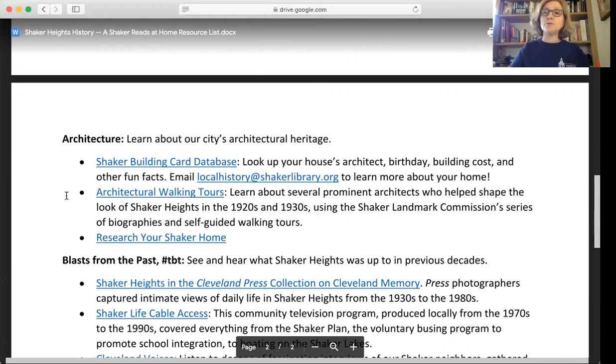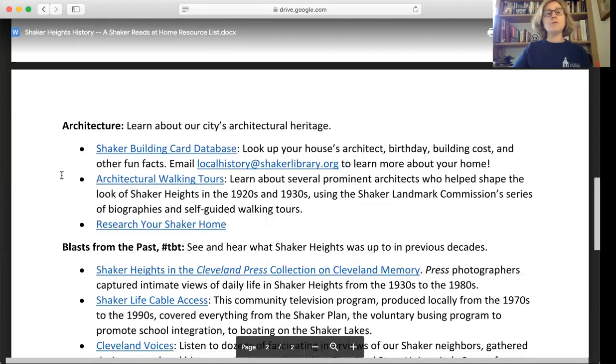I've also linked you to a collection of walking tours we've digitized and put online. You can download and print those out, and those will give you a chance to walk around now that it's nicer out and understand more about Shaker's architecture and what makes it so distinctive. Finally, I've given you a link to Research Your Shaker Home. That's a web page that I put together, and it has lots of additional links and tips about learning about architecture in Shaker Heights homes.